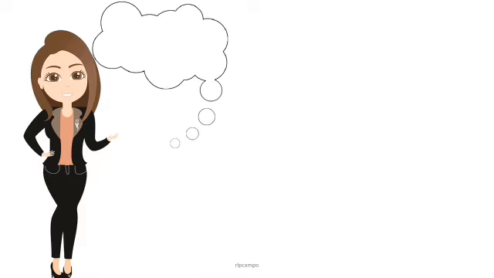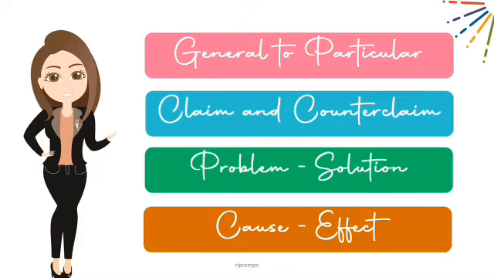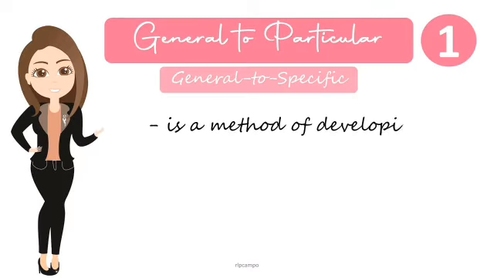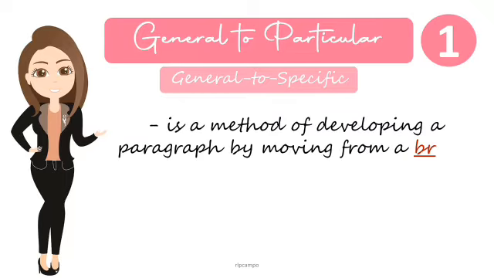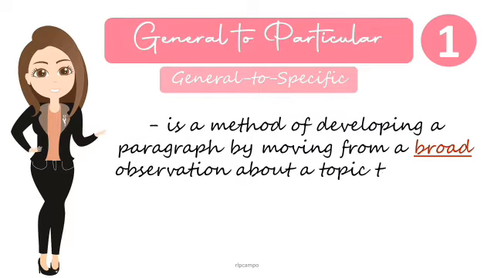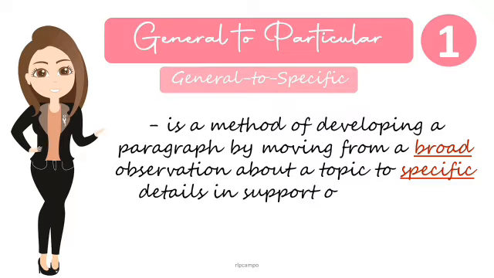Today's lesson focuses on grammatical signals expressing general to particular, claim and counterclaim, problem solution, and cause and effect. Let's start with general to particular or general to specific. It is a method of developing a paragraph by moving from a broad observation about a topic to specific details in support of that topic. Your opening paragraph would begin with a general statement and then add details that explain it.